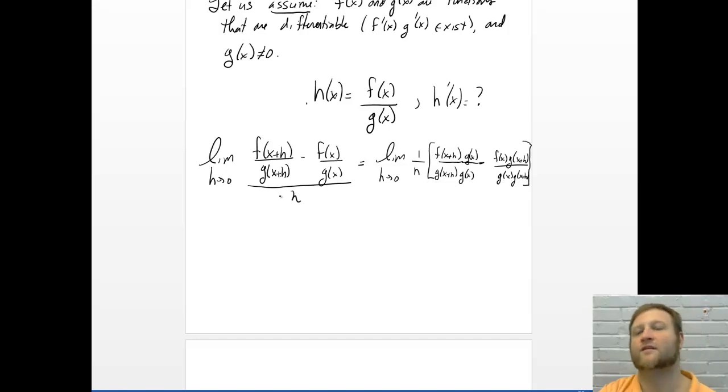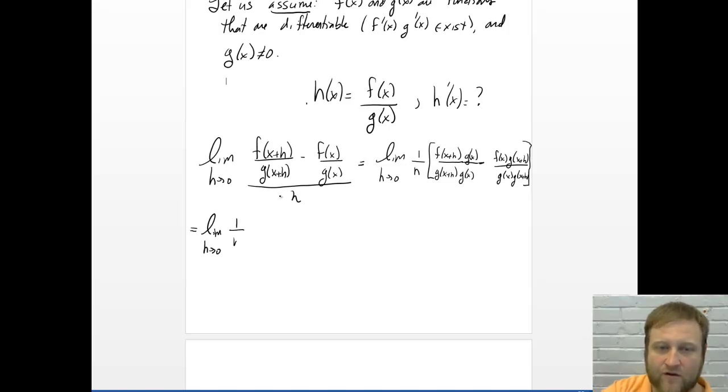Okay, then we can all fit it in there. So now since we have common denominators, we can go ahead and subtract our numerators. So I will rewrite this as the limit as h approaches 0. I'm going to keep my 1 over h out in front, and I will have f of x plus h, g of x, minus f of x, g of x plus h. And this will all be over our common denominator of g of x plus h times g of x.